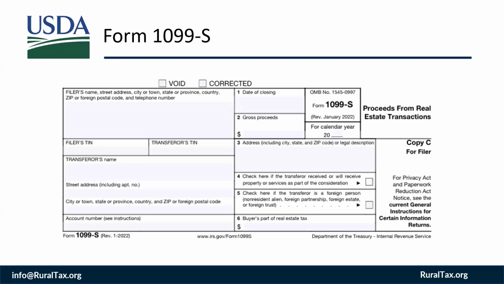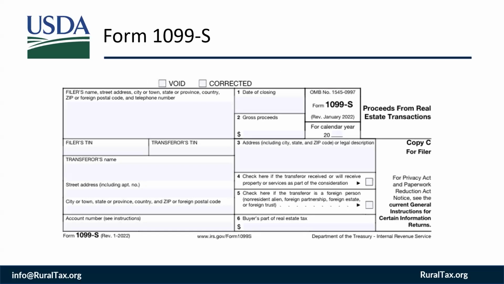Then there's the 1099-S. Now remember what I said that was for? That was for real estate transactions, permanent easements, as well as timber sales. So the date of the closing is important. If it was a timber sale, it's the date of the sale. If it is, that's the date when everything's done. If it's a working or permanent easement, that's the day that the permanent easement goes into place, etc.